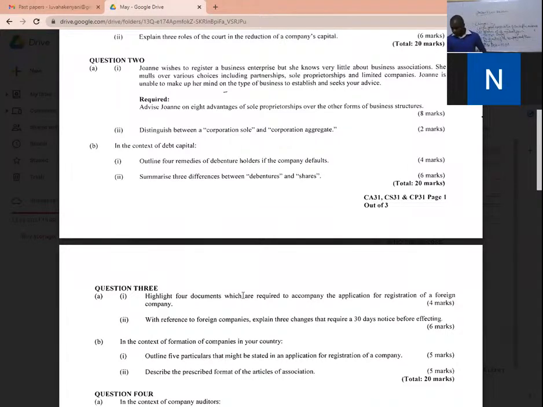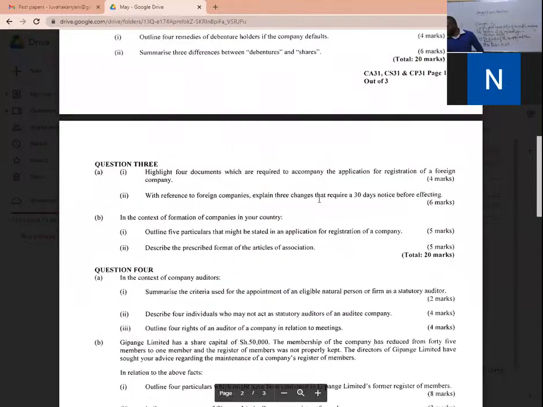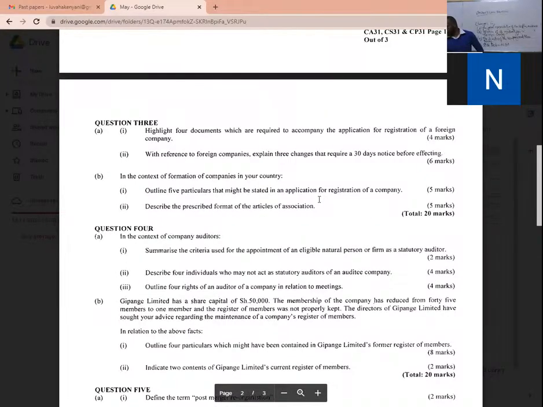Then part B, then we have part B there. So part B, it says in the context of formation of companies in your country, outline five particulars that might be stated in the application for registration of a company. So now in this case, they are not talking about a foreign company. They're just talking about a resident company that wants to register. So what will be some of the particulars that are supposed to be stated in the application for registration of that particular company.